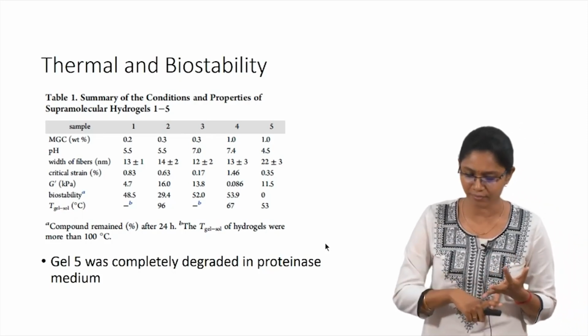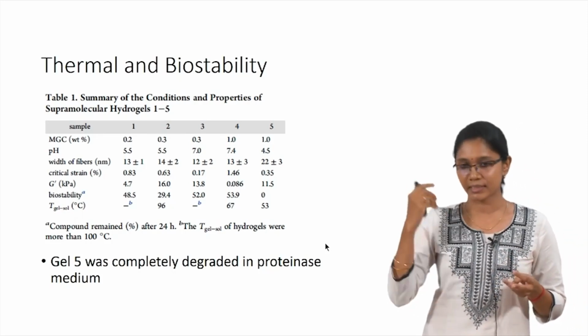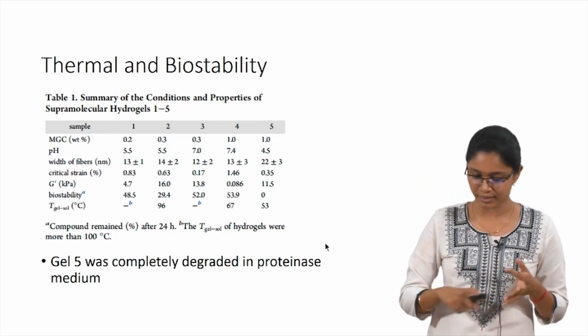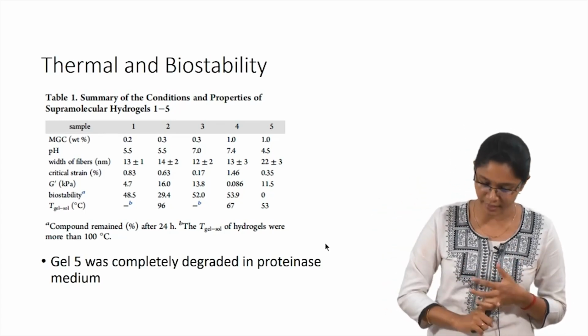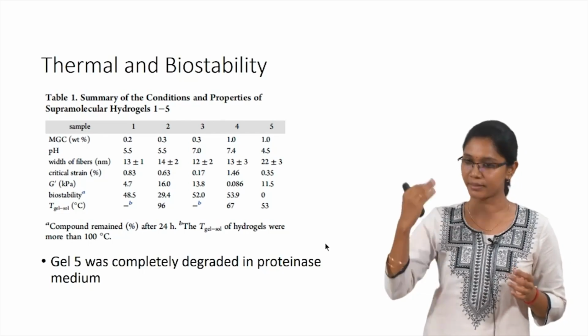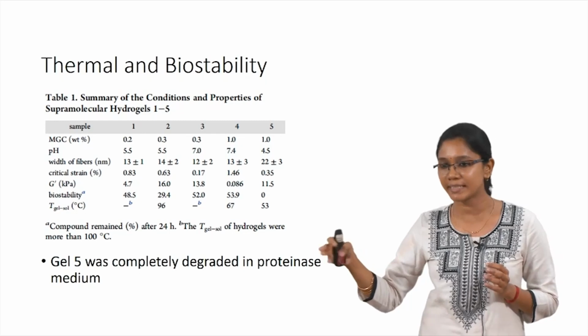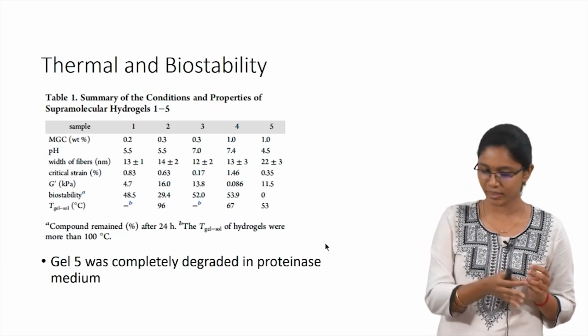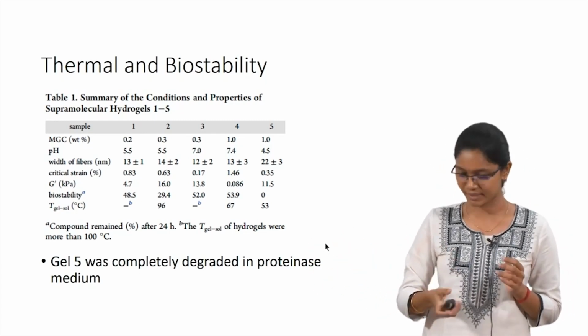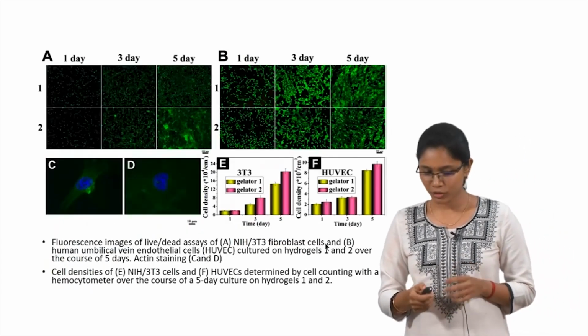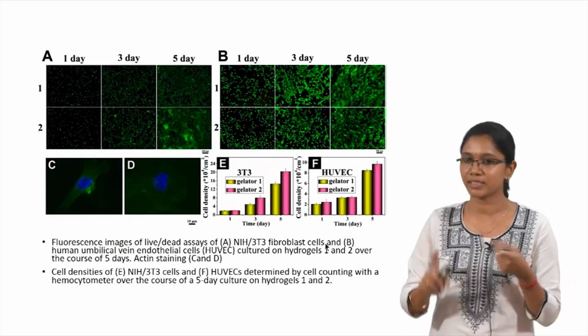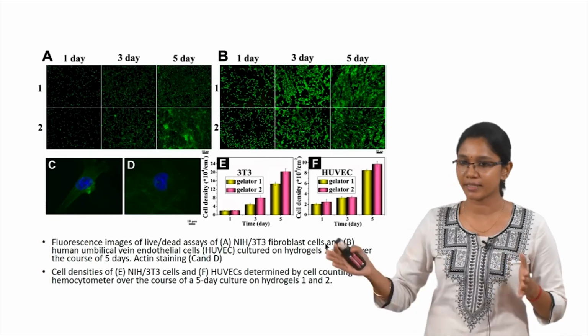And then we also have a T gel, that is the gel temperature, the stability. So, the T gel of the hydrogels were studied where the glucose ones were higher than compared to that without the glucose one. So, this has a 53 degree at which it will degrade, whereas this has a very high thermal stability.